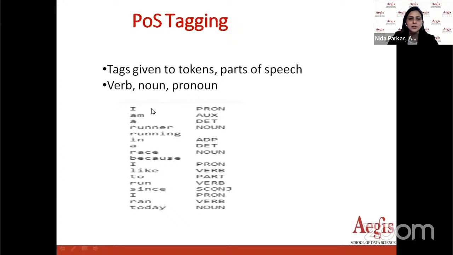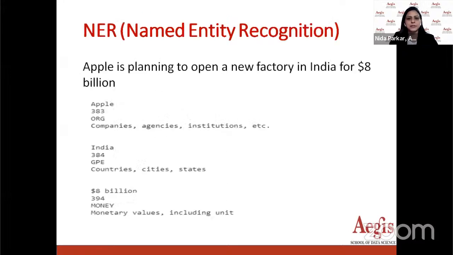So you can see that it tags I as pronoun, am as auxiliary, then a as determiner, then runner. Since the base word here is run, it is categorizing runner as noun, and ran it is categorizing as verb. So each and every word is given its part of speech. Now, why are all these steps important? That I'll talk about in a while once we complete the different steps.